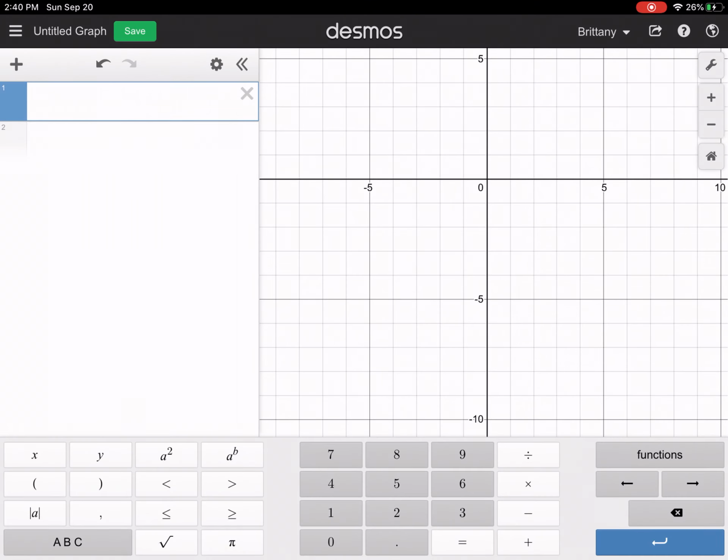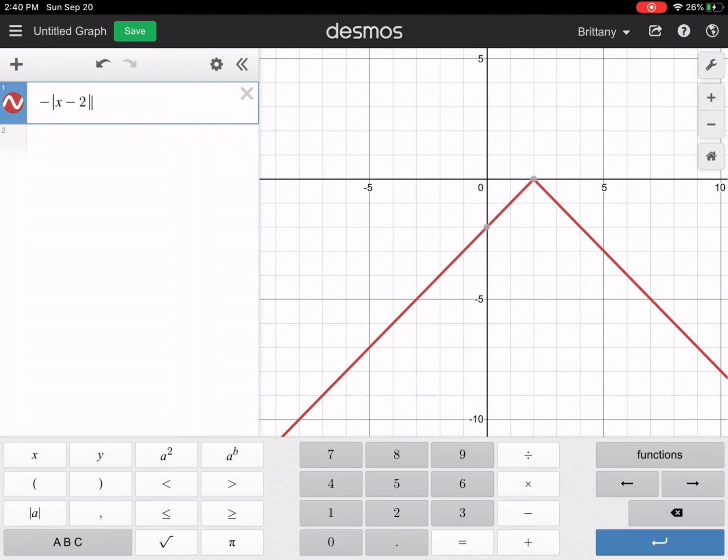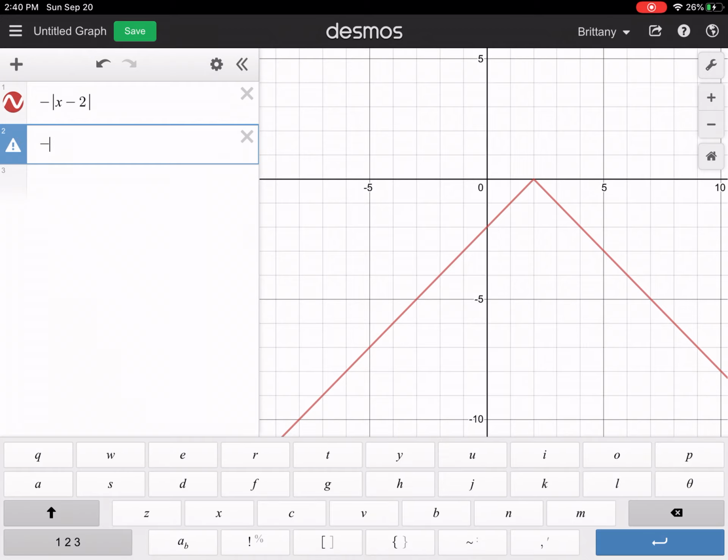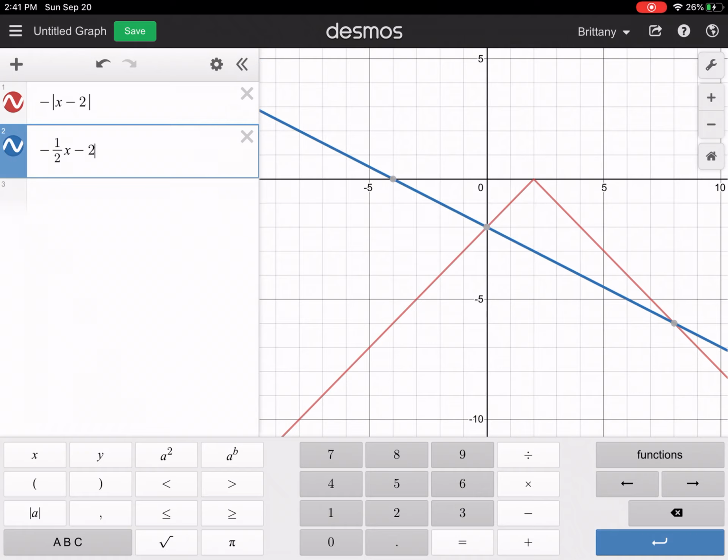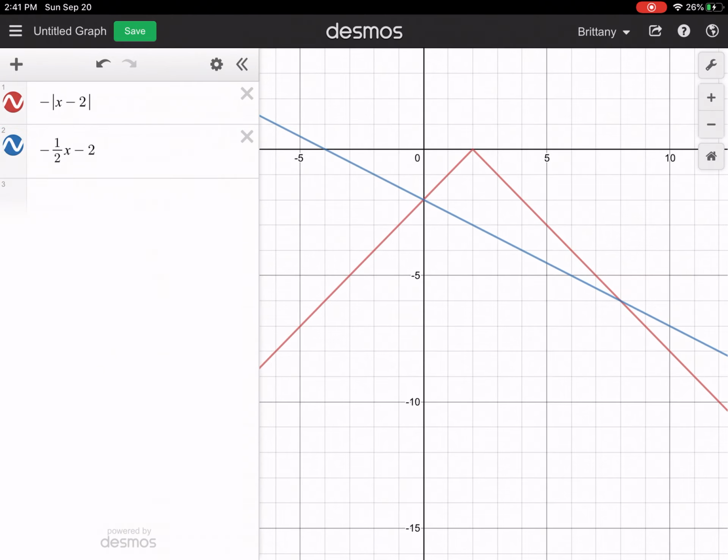I am going to do negative absolute value of x minus 2. And then on the other line, I'm going to do negative 1 divided by 2, x minus 2. And so as we can see, these two graphs intersect at 2 different locations. They intersect here at the point 0, 2.